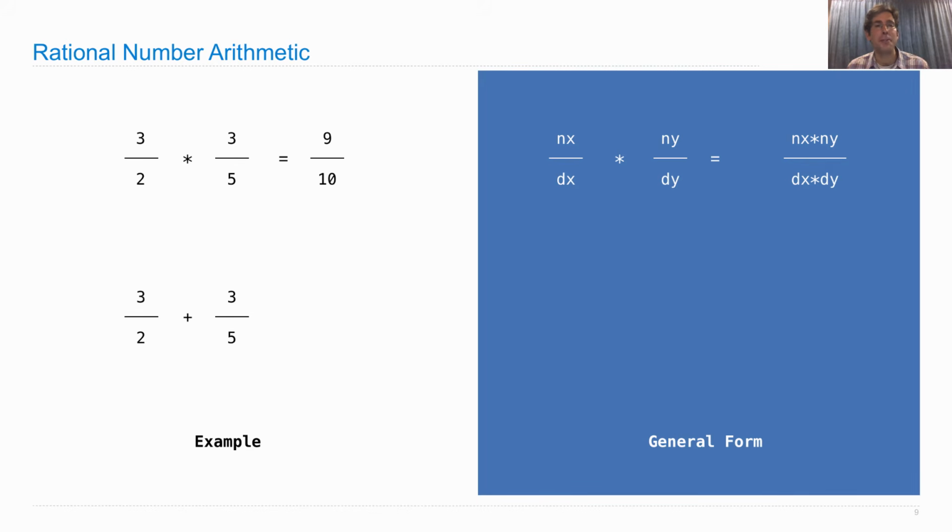Adding together two rational numbers is slightly more complicated. 3 halves plus 3 fifths gives you 21 tenths. How do we get that? Well, in general, if we have two rational numbers, then we multiply the numerator of the first by the denominator of the second. Add that to the numerator of the second times the denominator of the first, and that's our new numerator, and our new denominator is the product of the denominators of the first and second rational number that we're adding together. So now we have formulas for how to multiply and add rational numbers.